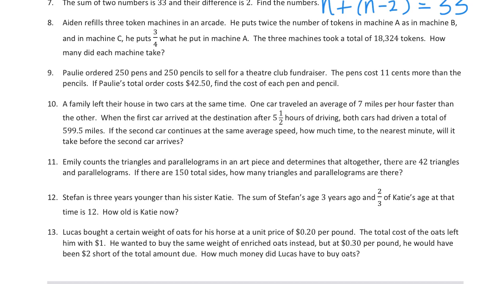Number 9, Polly ordered 250 pens and 250 pencils to sell for a theater club fundraiser. The pens cost 11 cents more than the pencils. If Polly's total order cost $42.50, find the total cost of each pen and pencil.